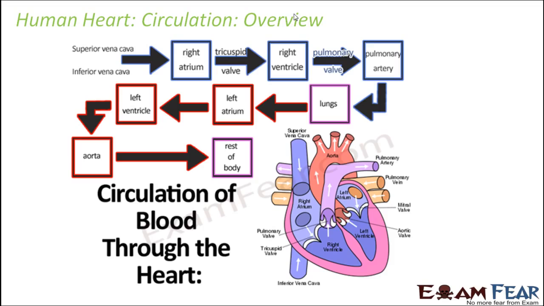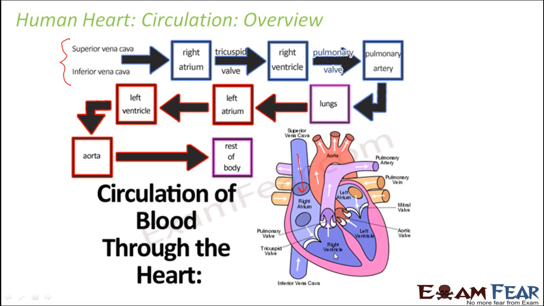So now let us have a quick overview of the human heart and the blood circulation. As we said, this is the heart, and let us first look at the circulation of blood. From where does the blood flow and how? The deoxygenated blood comes from the vena cava, and what are vena cava? They are nothing but several veins joined together to form vena cava. So deoxygenated blood comes from vena cava into the right auricle. This is the right auricle.